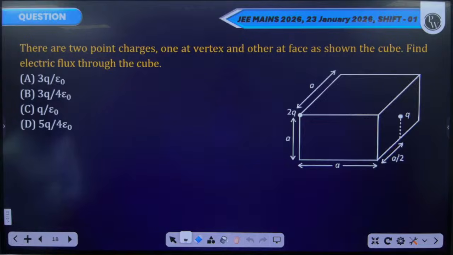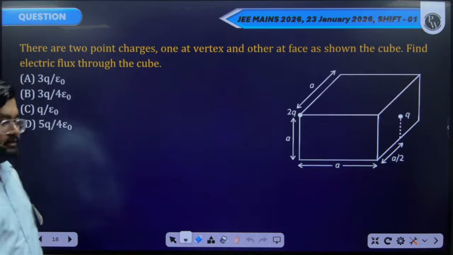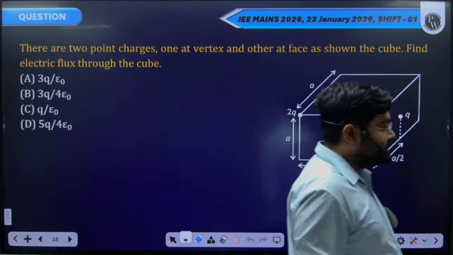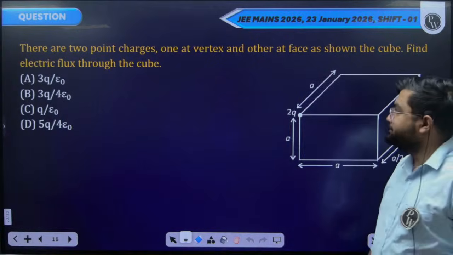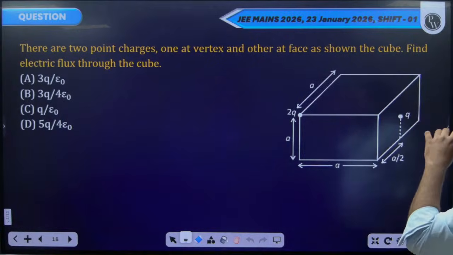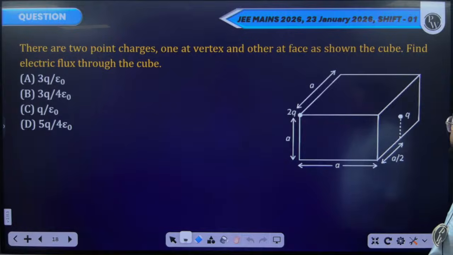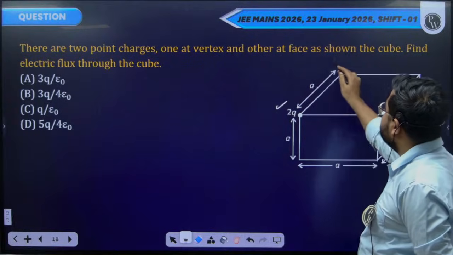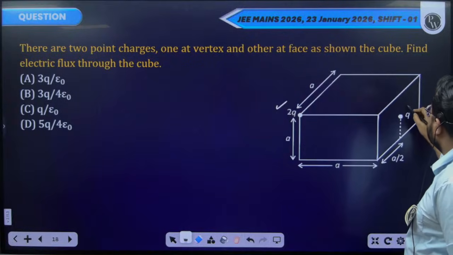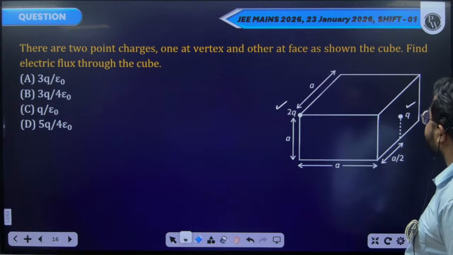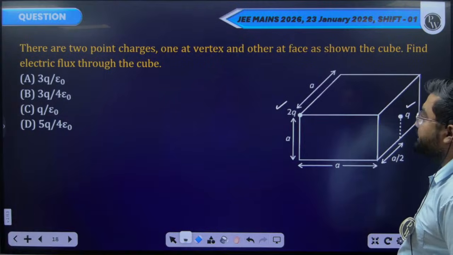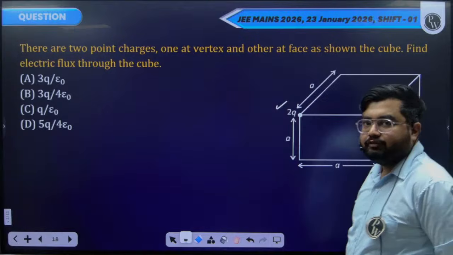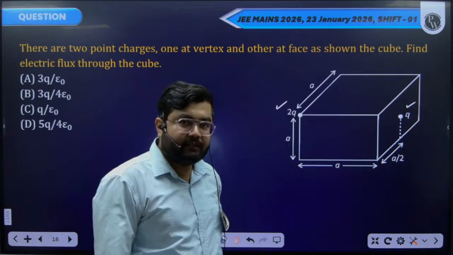The first question is from electrostatics. It says there are 2 point charges, one at the vertex, this one, and the other at the face, this one, as shown. Find the electric flux through the cube. So we have to find the electric flux through the cube.